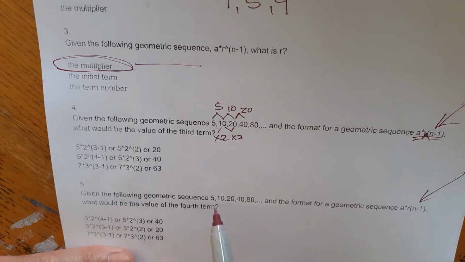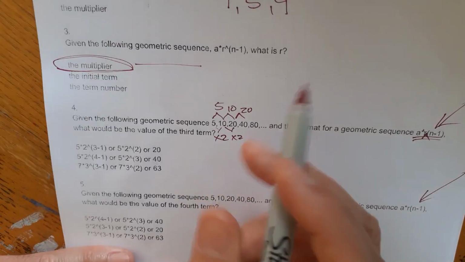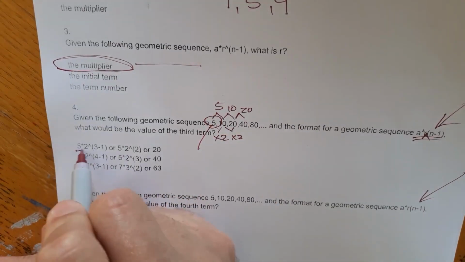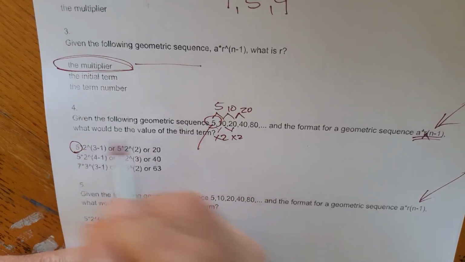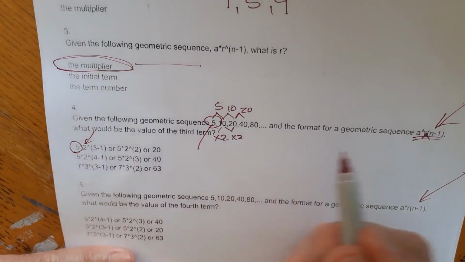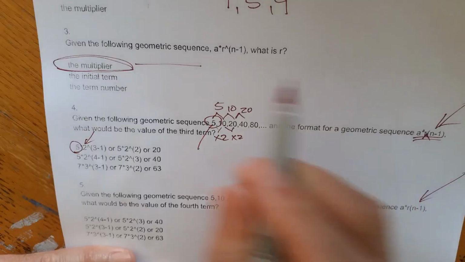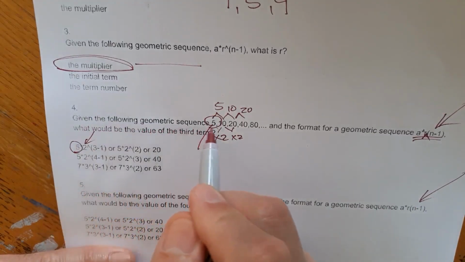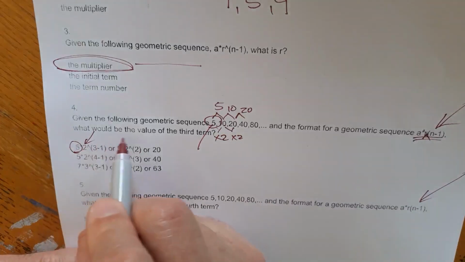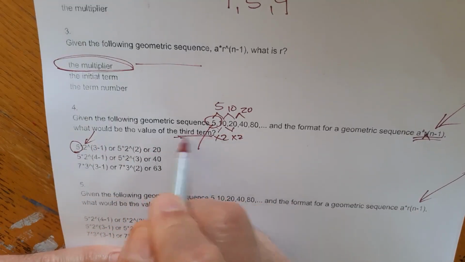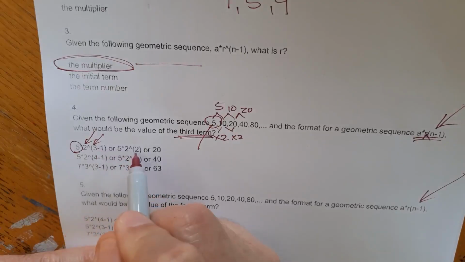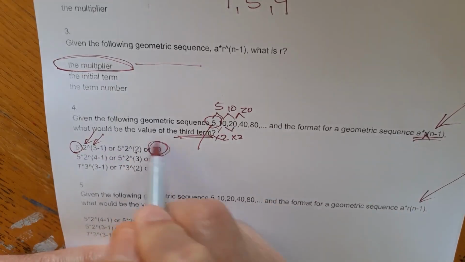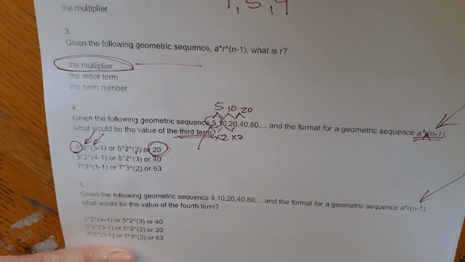So given the following geometric sequence, what's happening here? The starting point is 5. Notice that. The rate is 2 because we're multiplying by 2 along the way. And do they ask us about a term? Given the following geometric sequence and the format, what would be the value of the third term? So now the third term is 3 minus 1, or 2, so 20 in this case.